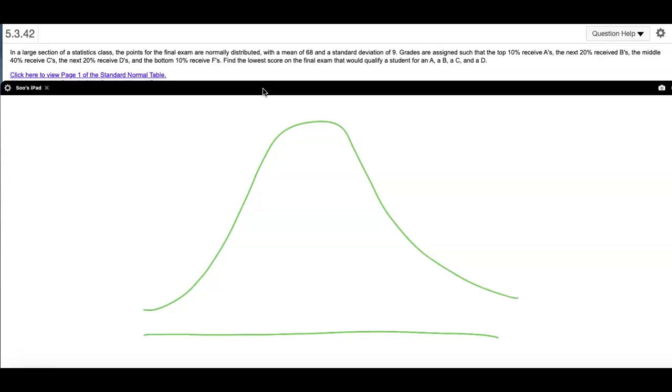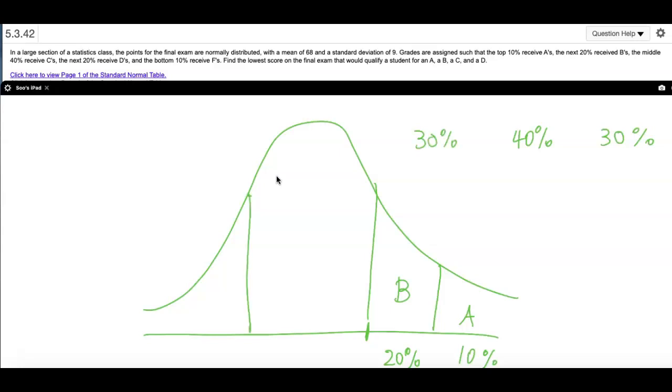Curve, curve, curve. So what we have is the top 10% getting an A, and people in this region will get B, but these were the people who had 20%, right? The next 20% received B, and they said the middle 40% received C. So if I have the middle 40%, that means I have 30% to the right of it and 30% to the left of it, right? The middle 40%, they get C. If 40 is in the middle, 40 plus 30 plus 30, wouldn't that be 100 together, right?